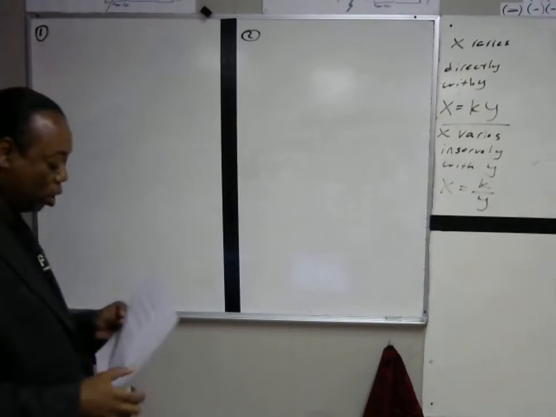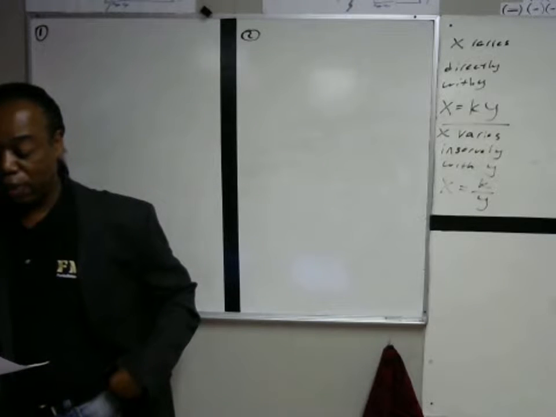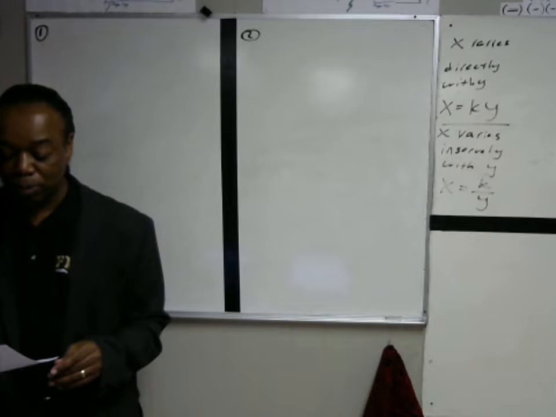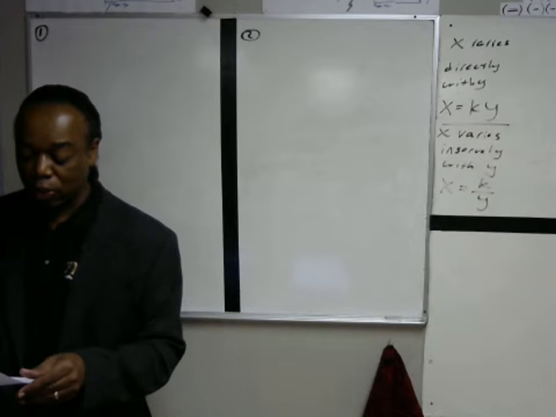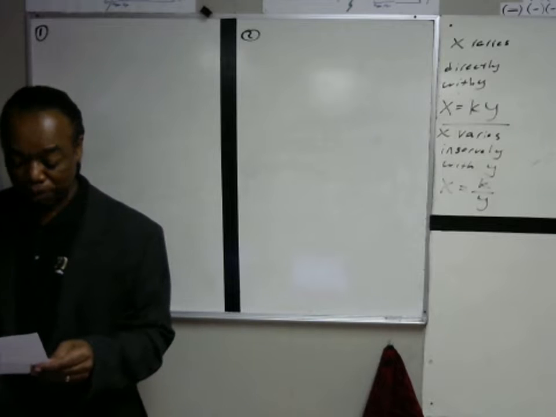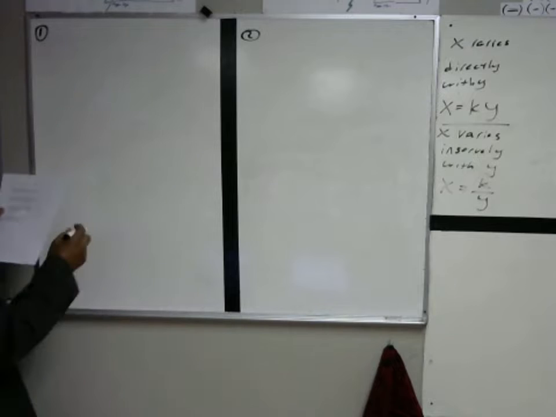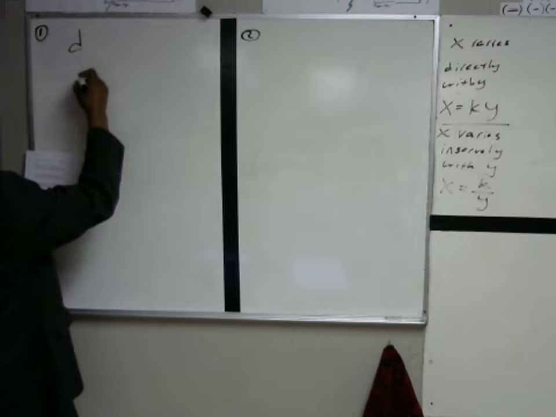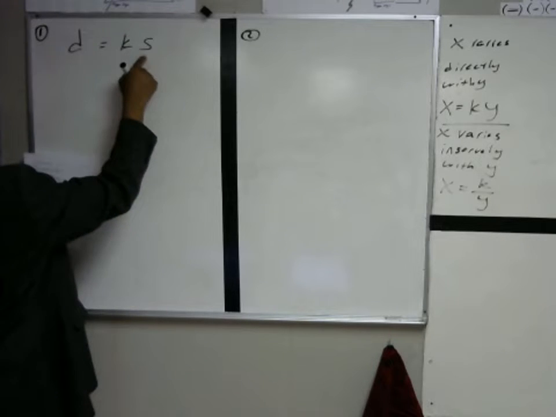So, number one, the distance varies directly with the speed, while the speed is 60 miles per hour. What will the distance be if the speed is 50 miles an hour? So, we're talking about the distance. We'll use d for distance. Varies directly with the speed. So d equals k times the speed. We'll use s. So distance and speed.